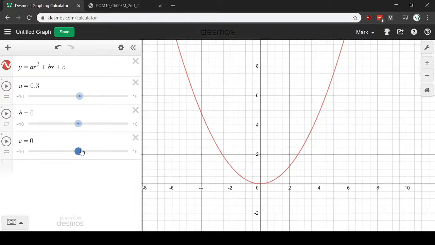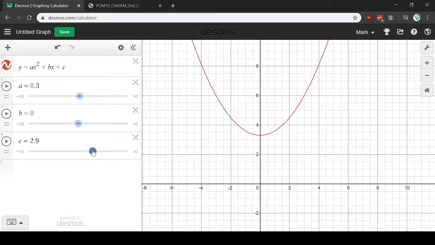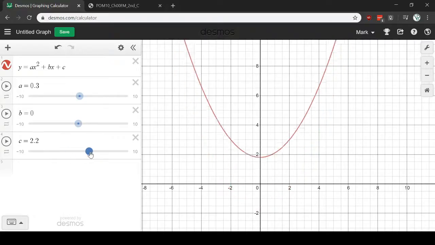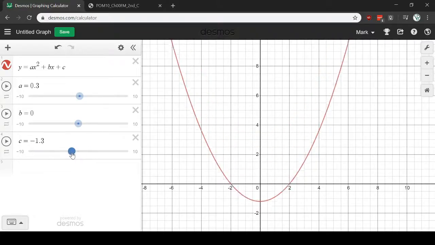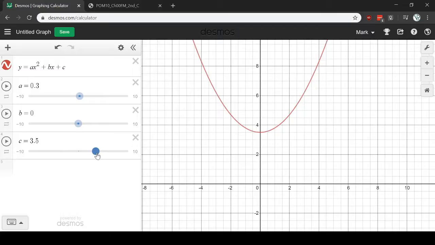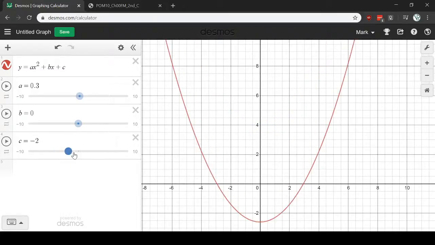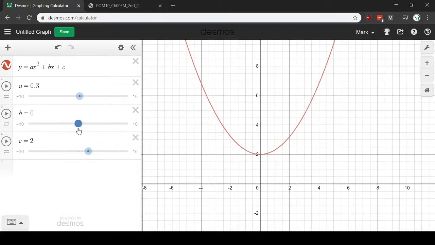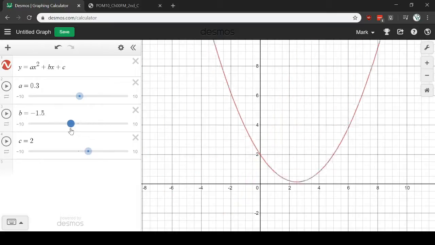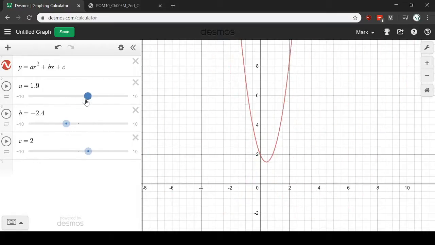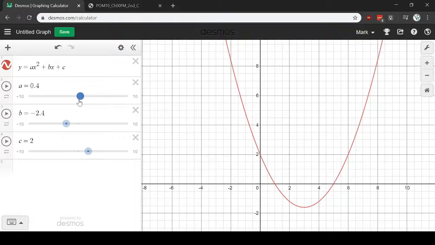And in the case of the c value, I didn't really note that in your notes, but the c value in this case does represent the y-intercept. So that's where the graph actually hits the y-axis. So even though I'm changing the b value, I'm changing the a value, that y-intercept is always staying the same. So that's the key notes on the graph.